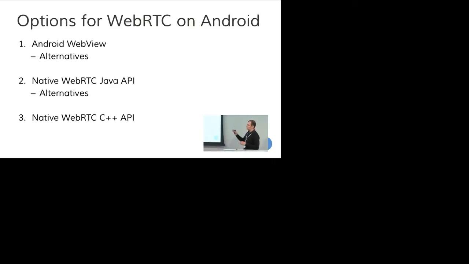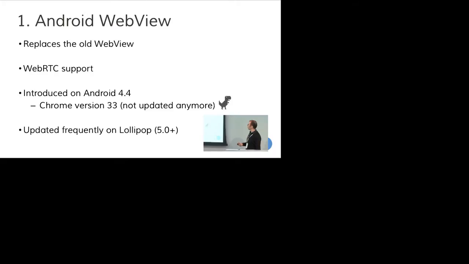The options here are from the point of view of using WebRTC. So at the end, if you are using another language or framework, whatever, they are going to use one of these three options. Maybe you are not doing some of them, but the framework will use one of these. So we have the Android Web View, the native Java API for WebRTC, and the C++ API.